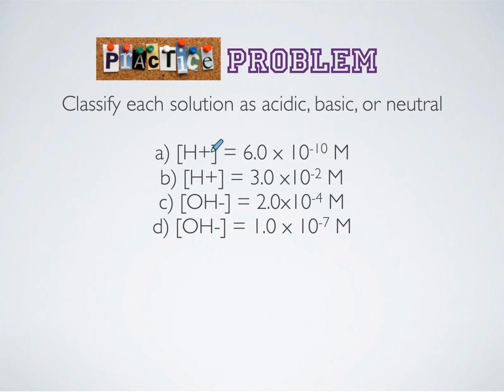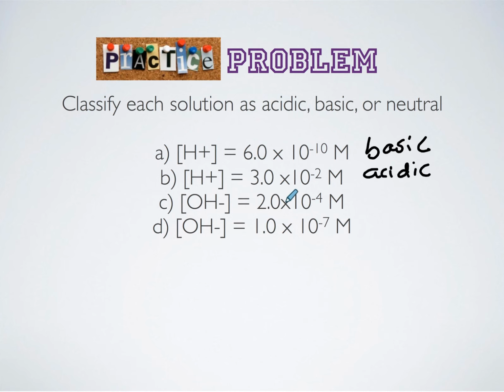All right, finally, I have some classification practice. If I have an H plus concentration, which here I have negative 10th power, this is low. If I have a low amount of acid, that means that this is basic. Here I have a relatively large exponent compared to negative 7 of my acid component. So that is acidic.